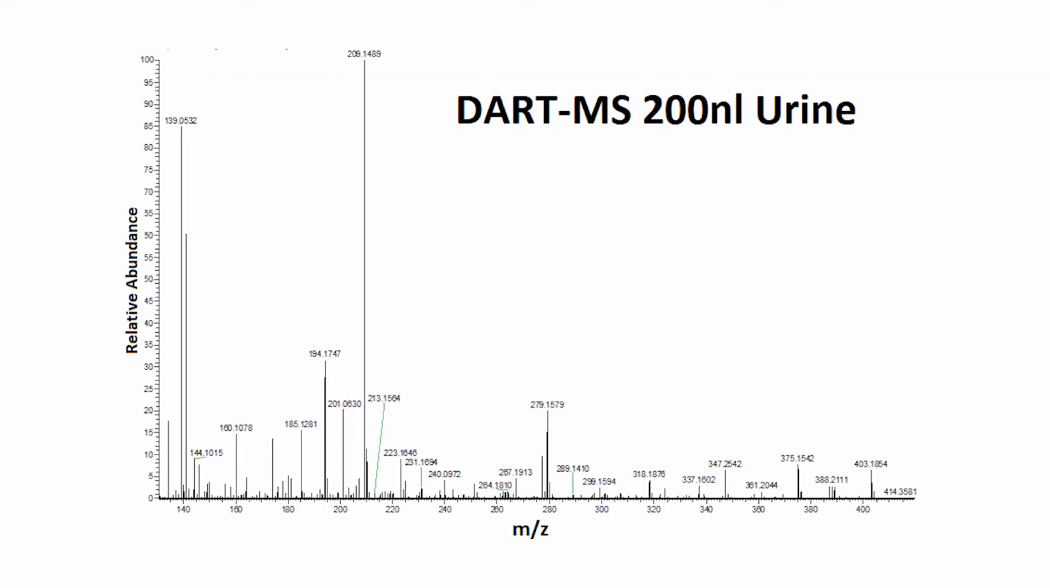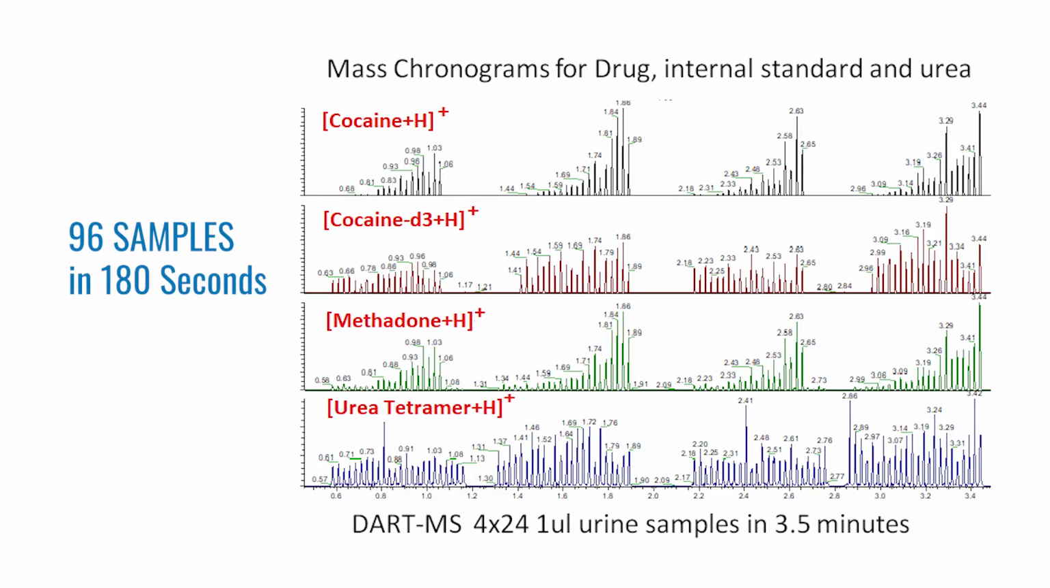Analysis of 200 nanoliters of normal urine with ultra-high resolution mass analysis permits determination of numerous metabolites and waste products by using their accurate mass values. Analysis of 96 samples of urine spotted on 4 rows of the QuickStrip with 384 well spacing is shown using mass chronograms to highlight the presence of each spiked drug and the urea tetramer.